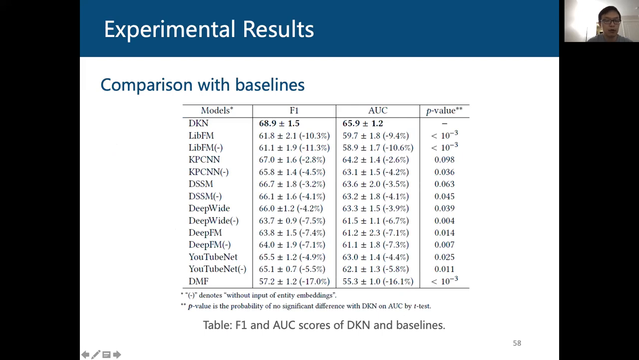So here's the result of comparison with baselines. The first column is the name of models, and the minus sign means that the model is trained without any embedding. The second column is the F1 score, the third column is the AUC score, and the fourth column is the p-value. You can see that DKM performs best among all methods, and it surpasses the best baseline by 1.7% on AUC.